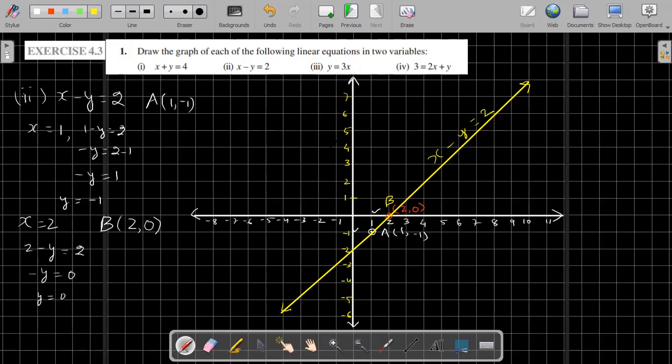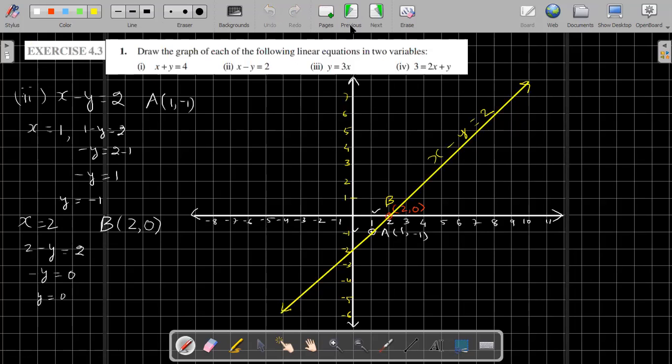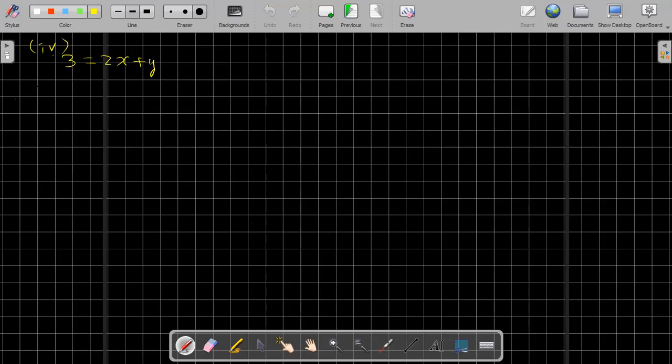So like this we can draw different graphs. We are taking the fourth question: 3 is equal to 2x plus y. This is our fourth part. Correct? So here that means you have 2x plus y is equal to 3.